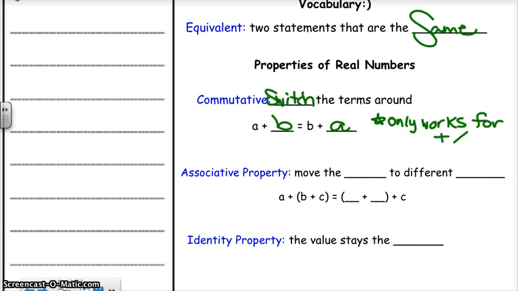It only works for addition and multiplication. I'm going to write add, and the asterisk means multiply. Okay?